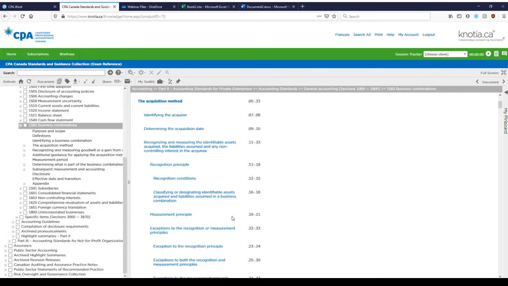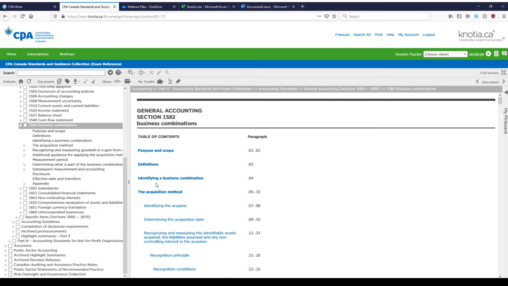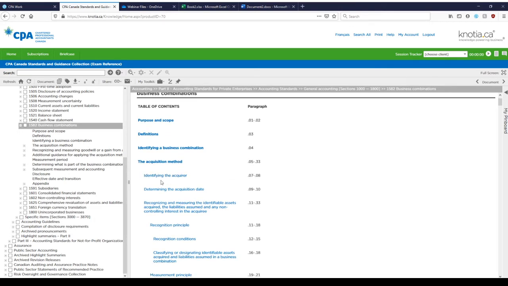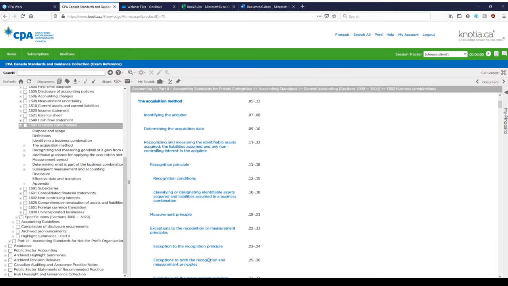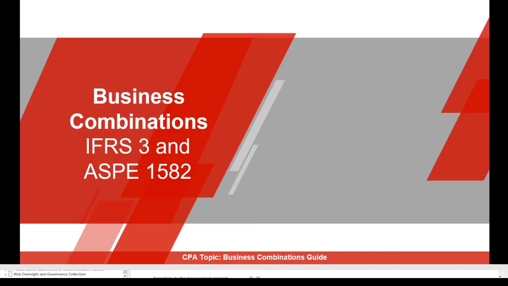So if I was going through this on an analysis standpoint from a case, I would obviously use case information to describe who the acquirer is, when the acquisition date is, and so on and so forth. Okay, so let's go back to the presentation.